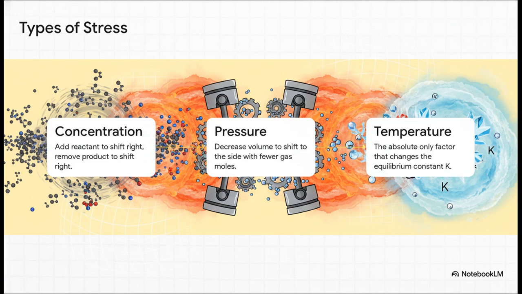And third, temperature. Listen closely to this one. Changing the temperature is literally the only factor that permanently changes the actual value of the equilibrium constant K.